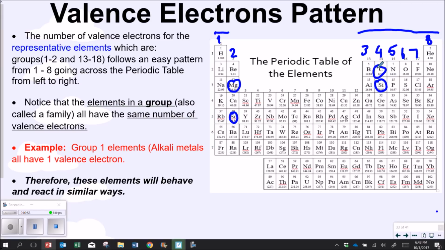All elements in group 1, which are called the alkali metals, will have 1 valence electron. All the elements in group 6 will have 6 valence electrons. Therefore, these elements will also behave and react in similar ways.